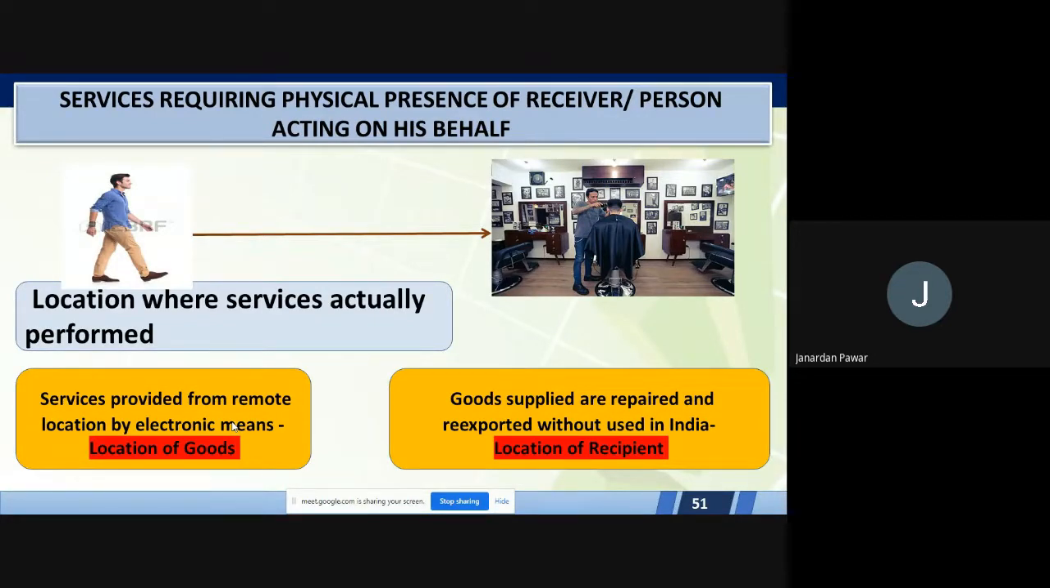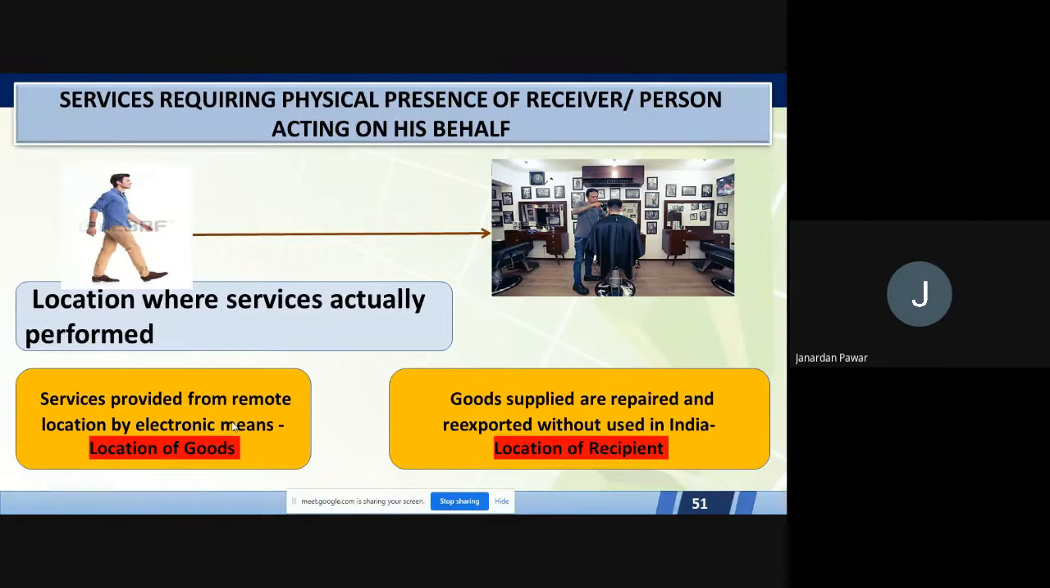Services requiring physical presence of receiver. So there is a requirement that the receiver should remain present physically for getting those services. Receiver or person acting on his behalf. Look at this. Location where services are actually performed. And in this case, how to decide the place of supply? Wherever those services are actually performed, that particular place is called the place of supply. Suppose you are going for your haircut at a salon. Wherever that salon is located, situated, that particular place is called the place of supply.